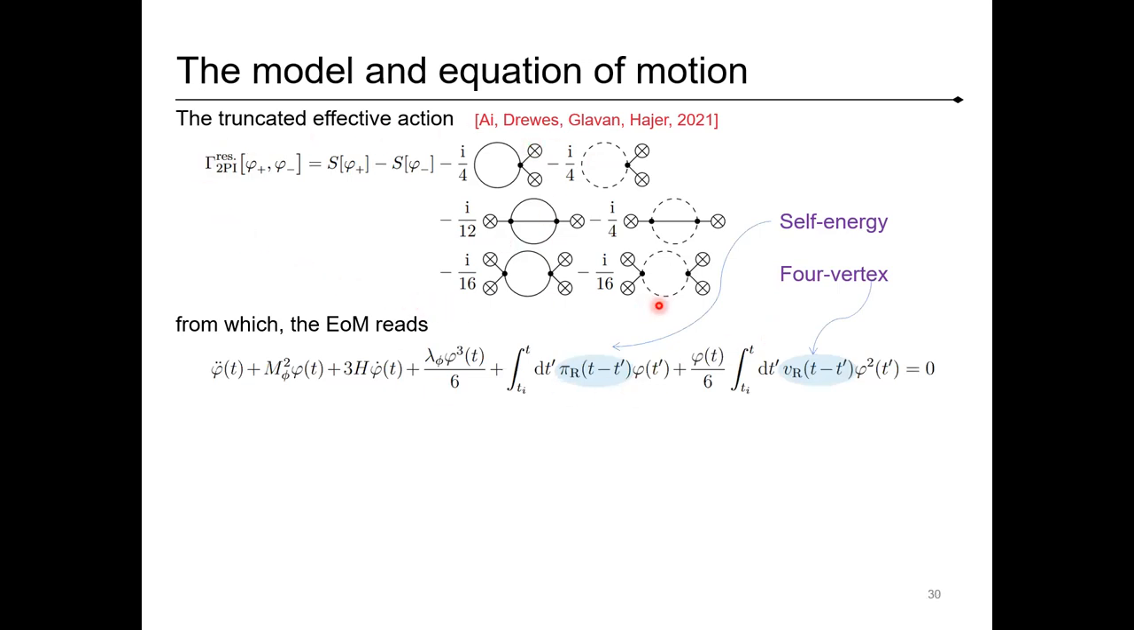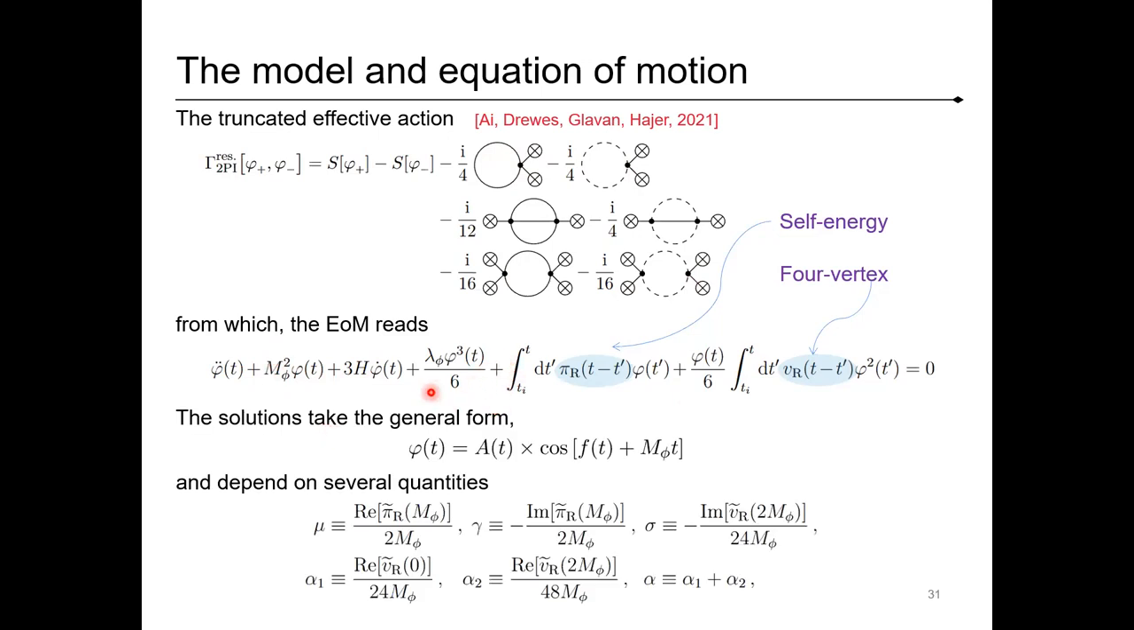From this action, we can obtain our equation of motion. These four terms are classical. Here we have also added the Hubble friction term because we will also consider the expanding universe. And the non-trivial terms are from these two terms. This term corresponds to the self-energy, and comes from these two diagrams, and this term corresponds to the proper four-vertex, and comes from these two diagrams. Well, here, these two diagrams have been absorbed into the mass term, okay? So now I write the capital M for the mass.